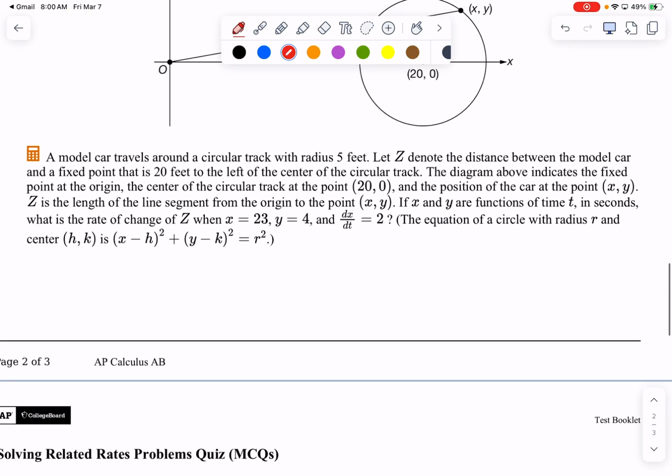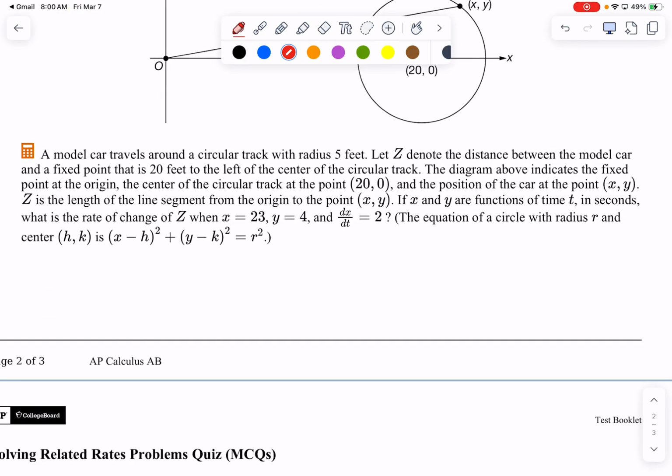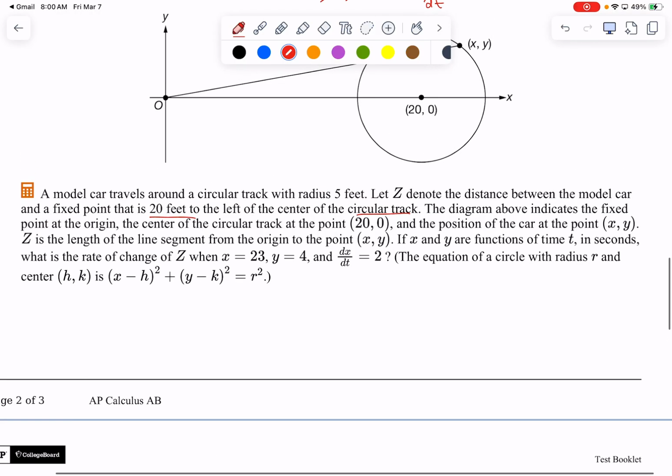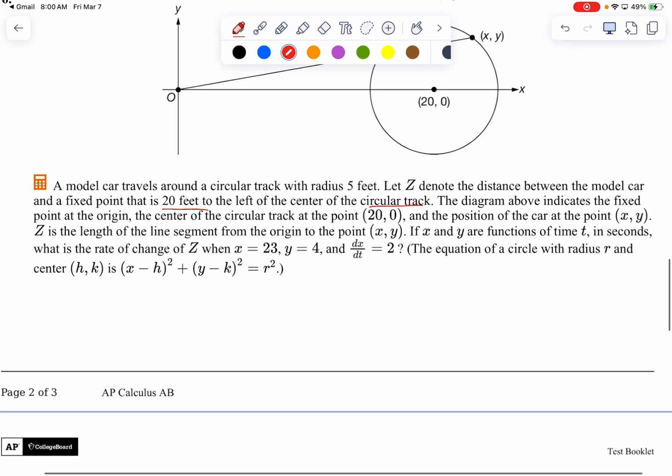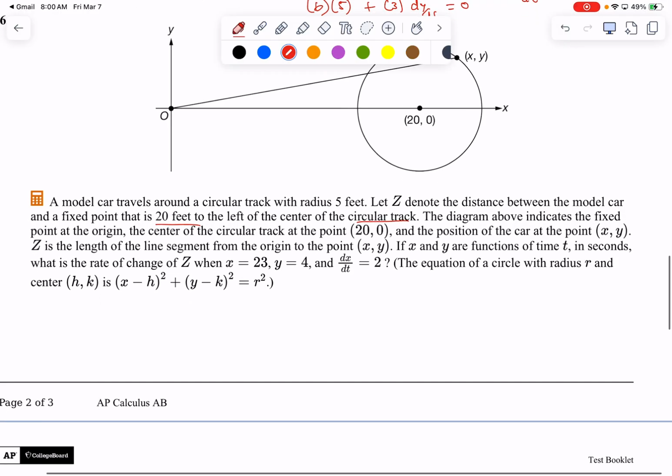All right, you've got a model car traveling around a circular track. Let Z denote the distance between the model car and a fixed point 20 feet to the left of the center of the circular track. They would draw a diagram above. I mean, this is hard enough. They would make a diagram for you.